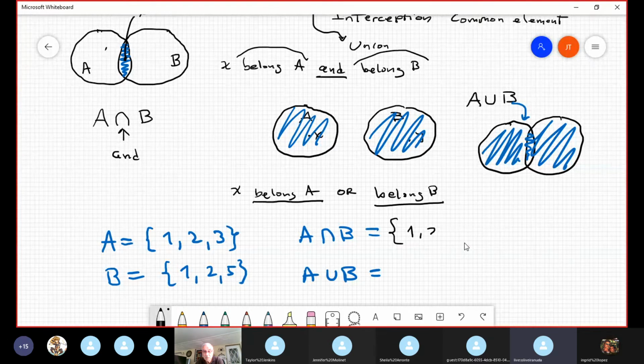Clear or not clear? 1 and 2 is the common element. 3 no. 3 belongs to A, but does not belong to B. 5 belongs to B, but does not belong to A. However, what is the union?